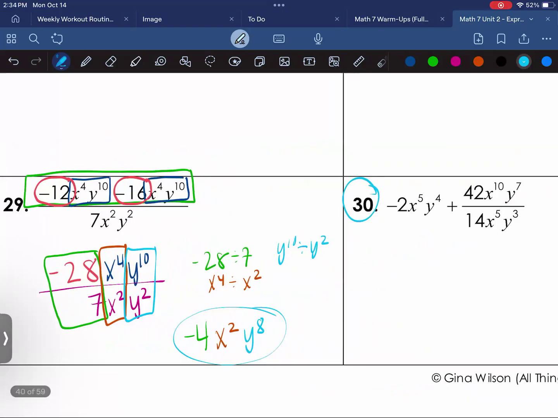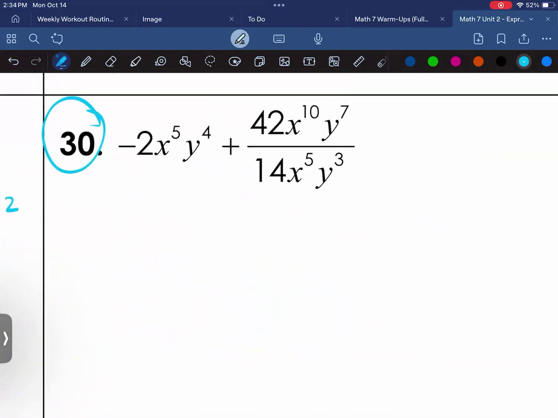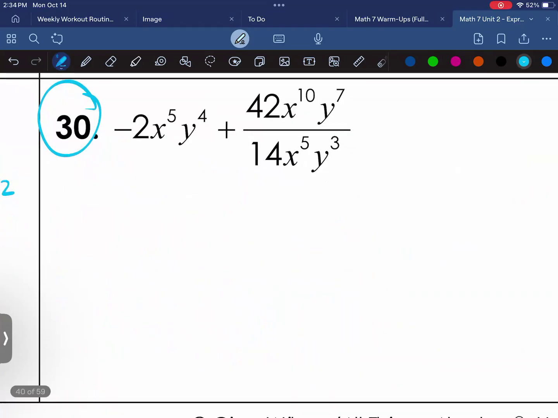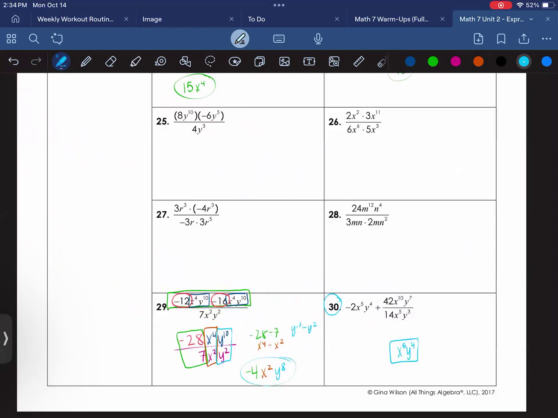All right, you should have paused the video so that you didn't see the solution yet. Once you get this done, you should have x to the 5th power times y to the 4th power. And that is your final answer. Make sure you know how to do this before you move on to the homework.